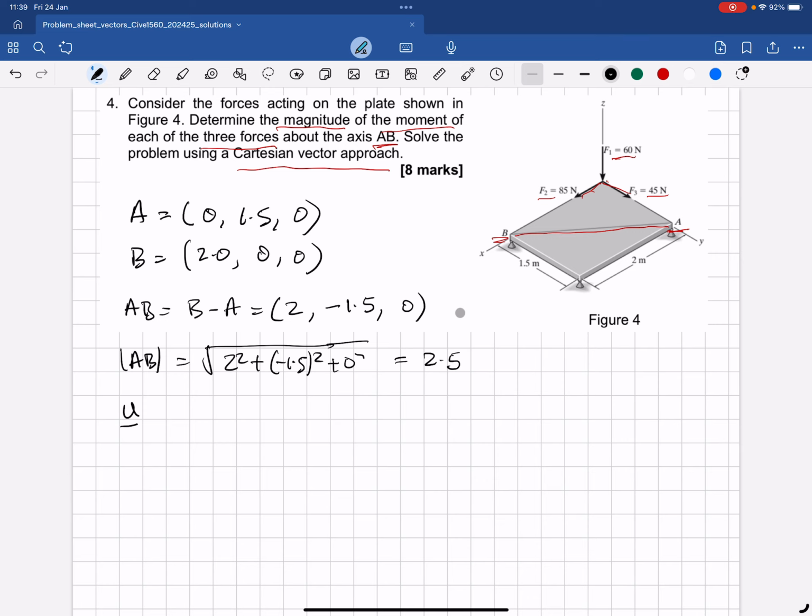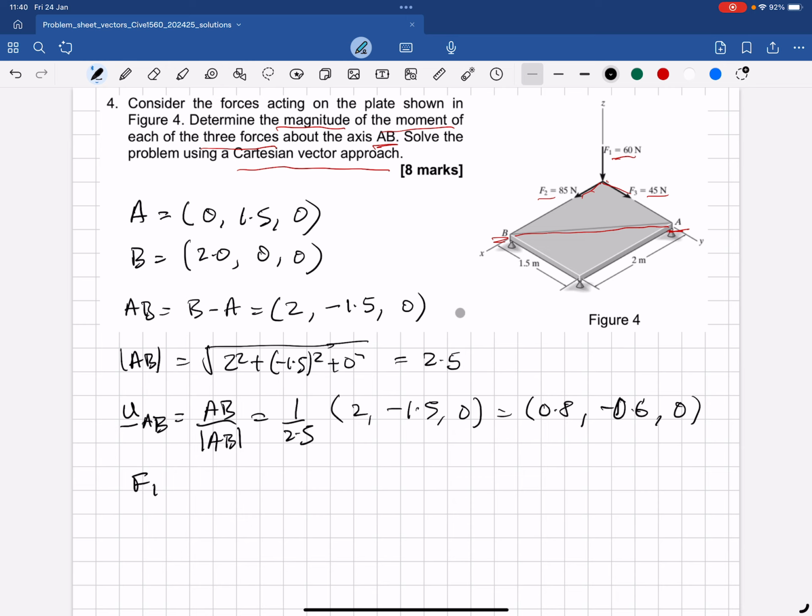The unit vector along AB is equal to the vector AB over the magnitude AB, which is simple again: 1 over 2.5 times 2, minus 1.5, 0. We can leave it or we can calculate it precisely. I'll write it down for you. So 0.8, minus 0.6, 0.